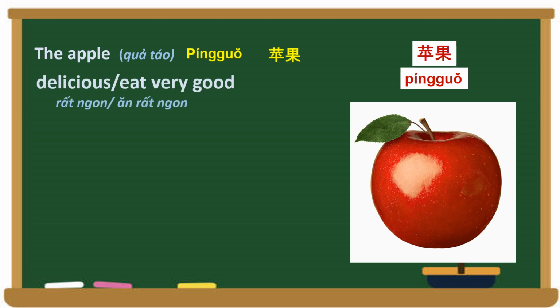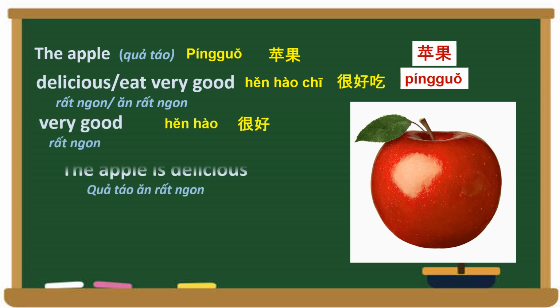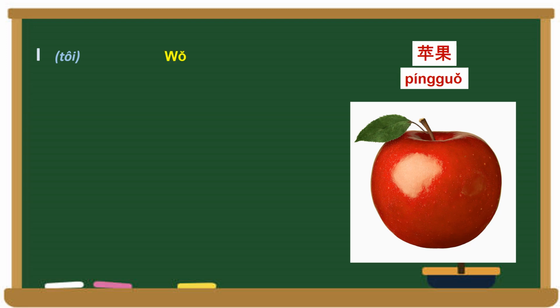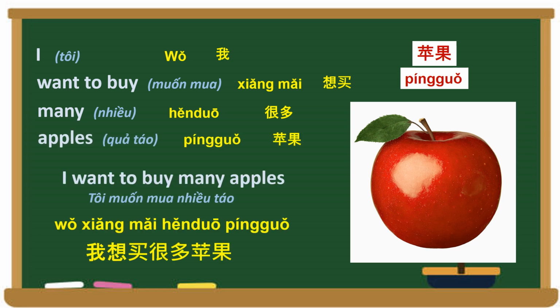or it's very good is 很好吃. Very good 很好. The apple is delicious. 苹果很好吃. I is 我, want to buy is 想买, many is 很多, apples is 苹果. I want to buy many apples. 我想买很多苹果.